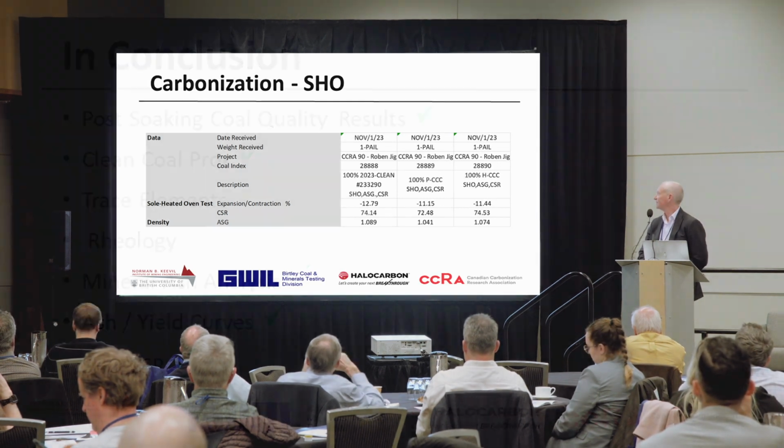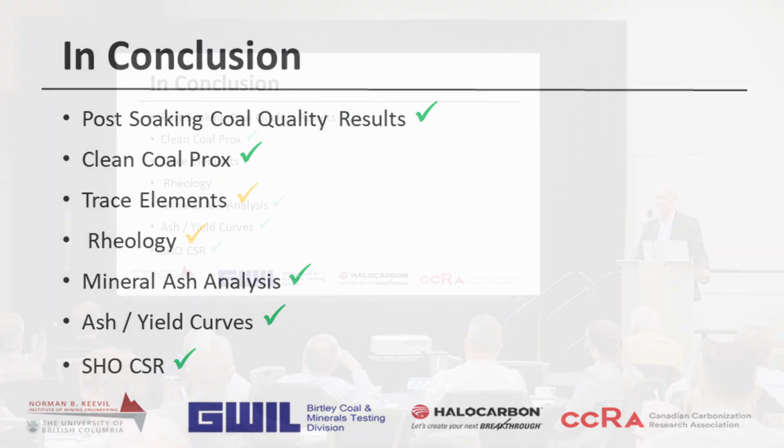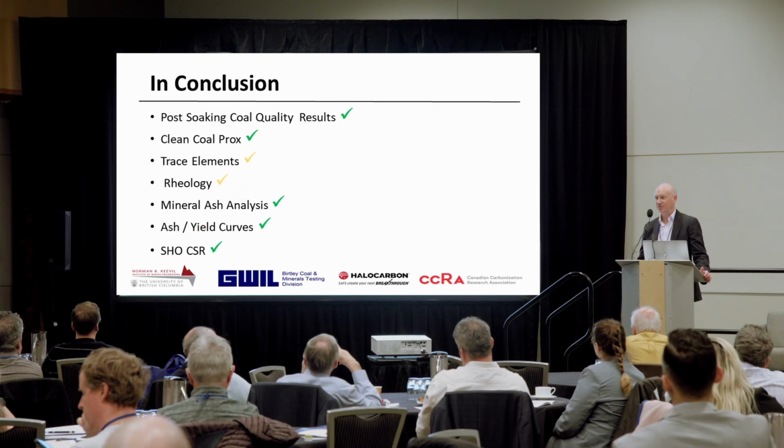So in conclusion, the quality results after the post-soaking looked really good. The clean coal procs, again, looked really good. Trace elements, as discussed, fluorine was very encouraging. Chlorine, we're going to do some additional studies on it. Rheology, post-soak, results look good. The clean coal composites, a little different, but again, we're going to confirm with additional testing. Mineral ash analysis, perfect. Ash yield curves, really good. And the CSR, really good.